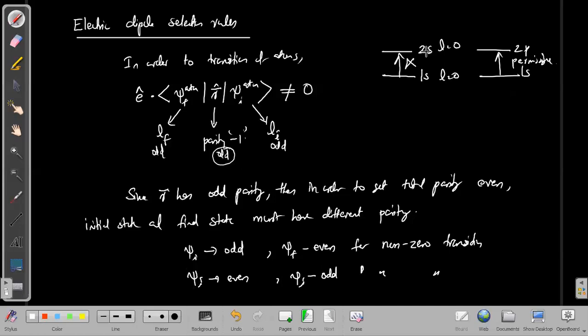Okay, so the parity, there must be a difference in parity when the atom is going from one state to the other state. Or in other words, I can write that Lf minus Li must be an odd number. So this is only one condition. There are other conditions as well in the case of the azimuthal quantum number also.